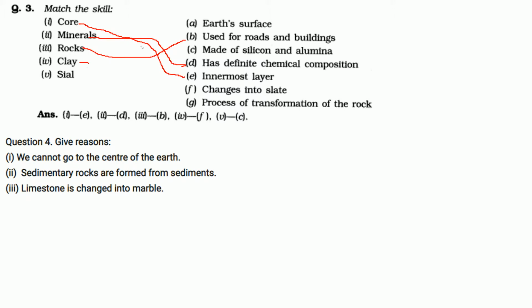Clay changes into slate, and sial is made up of silica and aluminium, SiAl. This makes sial.